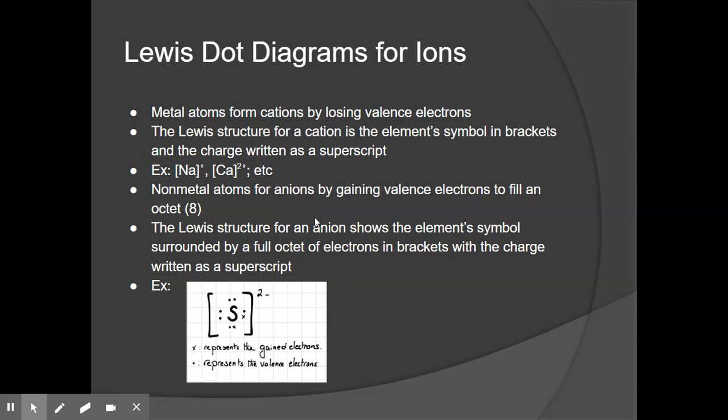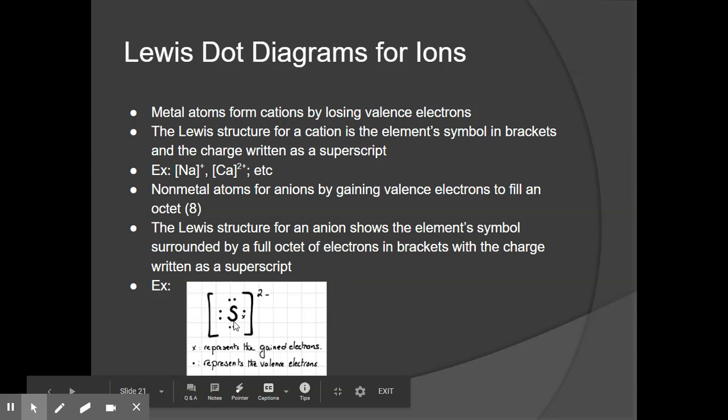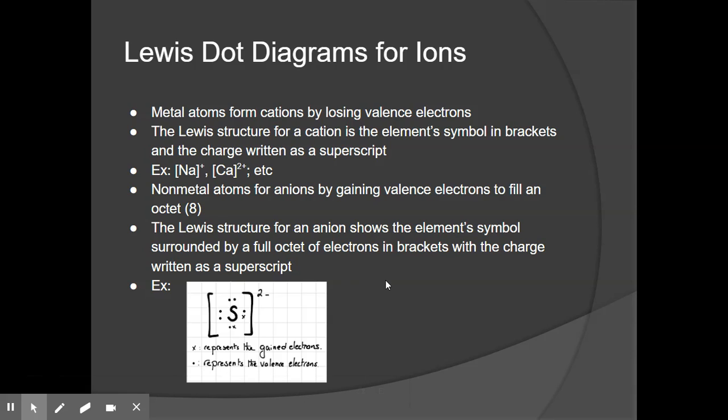Nonmetals are going to gain electrons to fill their octet and become an anion. Anions are negatively charged. To show the Lewis symbol of an anion, you would draw the normal Lewis dot diagram of that element, and then draw in the number of electrons they gained to fill the octet. The normal valence are dots and the gained ones are x's. Put that in brackets and put the charge outside of the brackets just like you do for cations. For sulfur, it would look like this. Sulfur is going to gain 2 to go with the 6 it already has to fill the octet, and it's a -2 ion because it had to pick up 2 electrons.